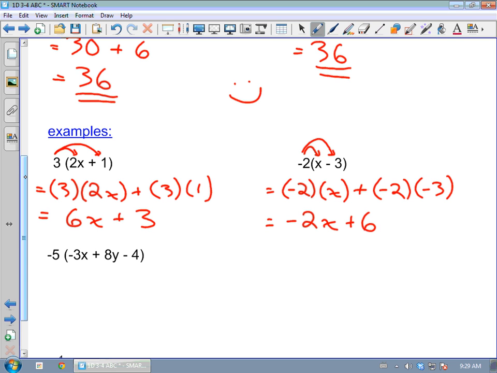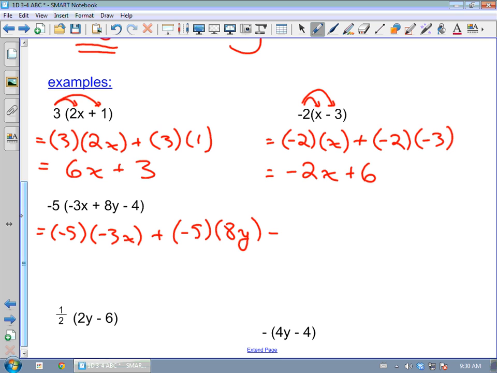All right. So who wants to step us through this next one here? I got negative 5 times negative 3x plus 8y minus 4. What are we going to do here? Go for it. Do the steps for us. Do the steps. Negative 5 times negative 3x plus negative 5 subtract negative 5. Okay, I'm going to do a plus in there.